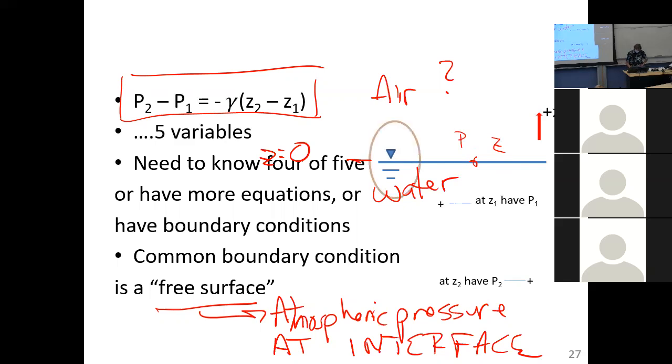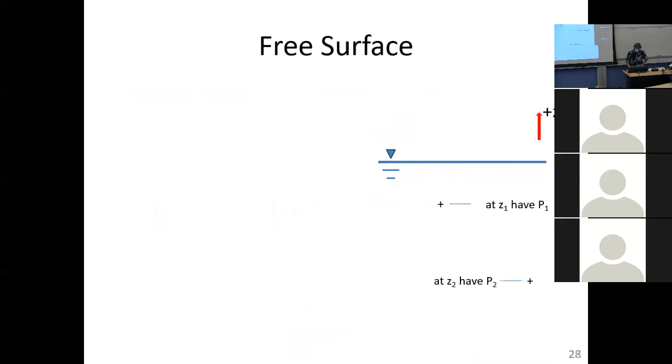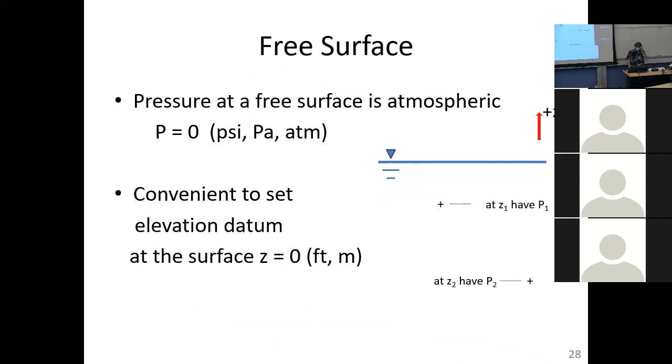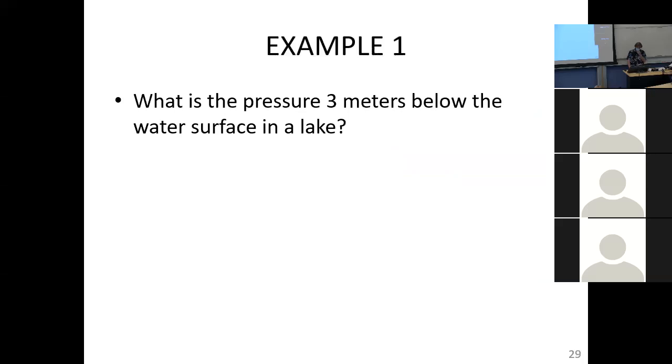Okay, so again, the free surface is where we have atmospheric pressure at the interface. That's convenient to set that elevation datum also at that surface. And again, you've knocked off 2 of the variables. So first example for today.